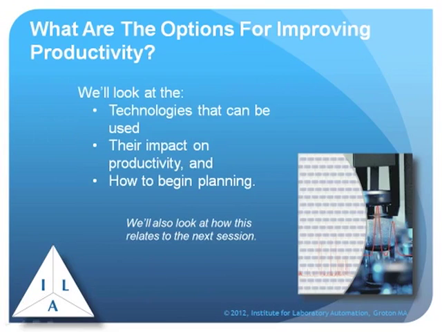We're going to look at it from a couple angles. One, what the technologies are. Two, how they relate to productivity, because they don't all do it the same way. And finally, how you can use them in combination to accomplish different aims. We'll also take a look at how to go about beginning planning.